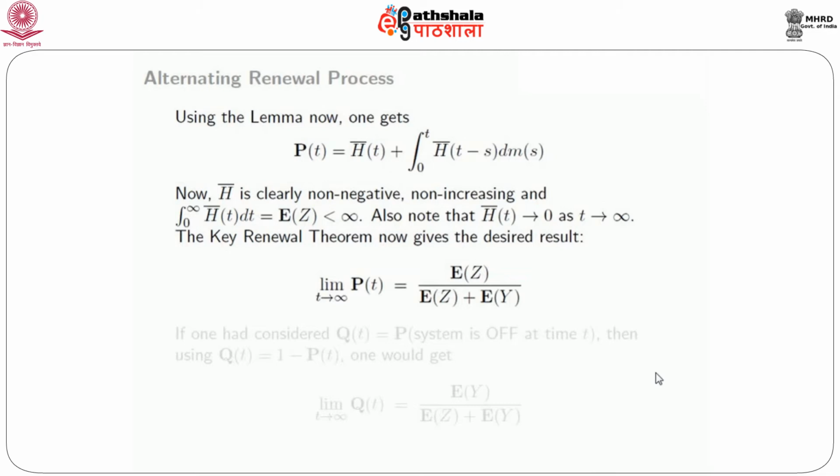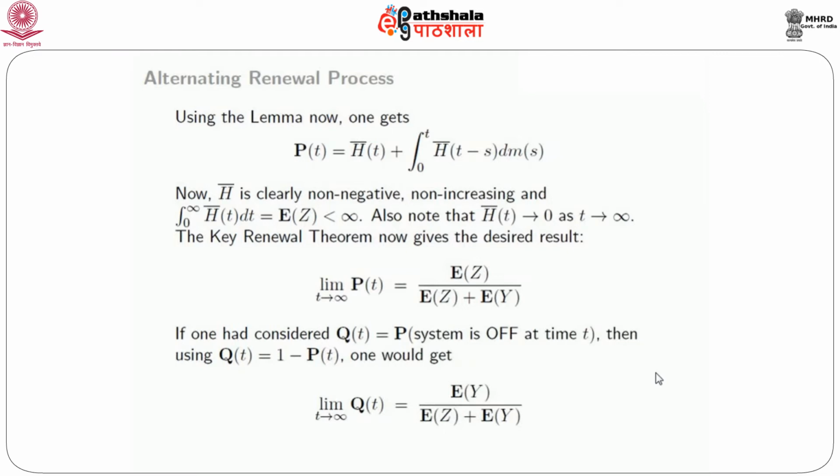Now this is because if you go back to the elementary renewal theorem, which we saw last time, you can use the key renewal theorem and get that the limit turns out to be exactly this. Now on the other hand, if you had considered, instead of p(t), q(t), that the system is off at time t, then again you can use the same mechanism and you will obtain the limit of that is E[Y] over E[Z] plus E[Y]. Okay. So this is some elementary result about alternating renewal processes.